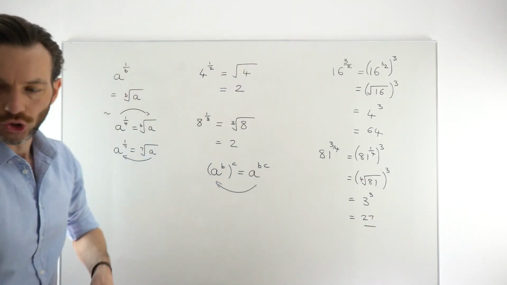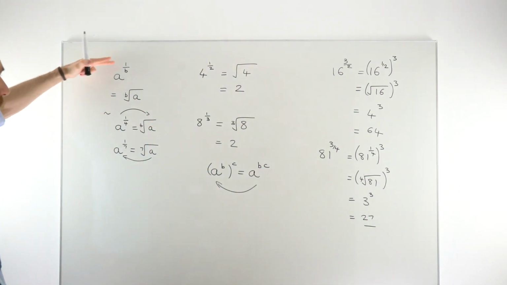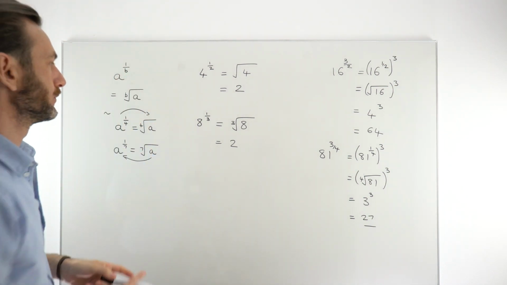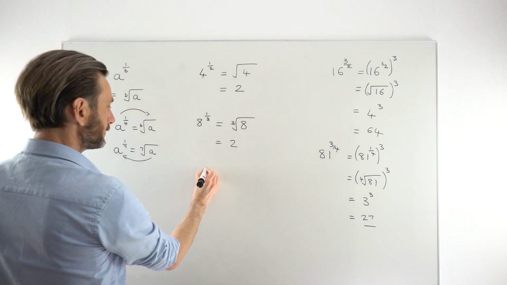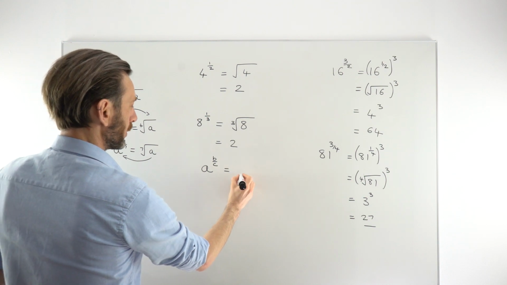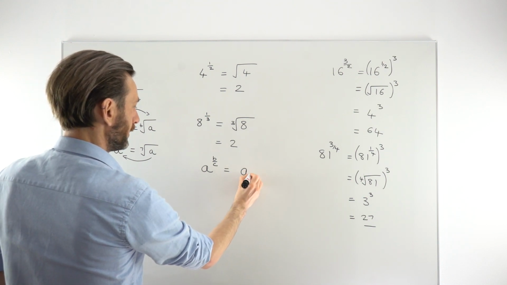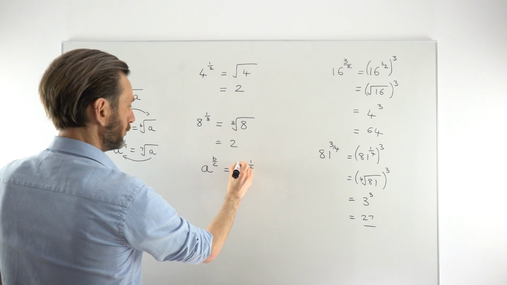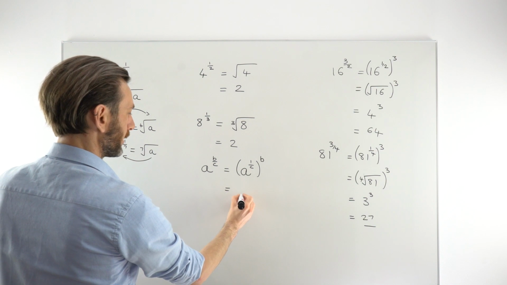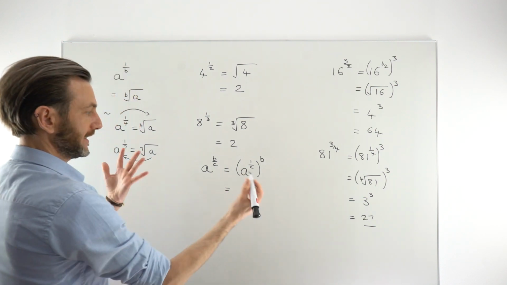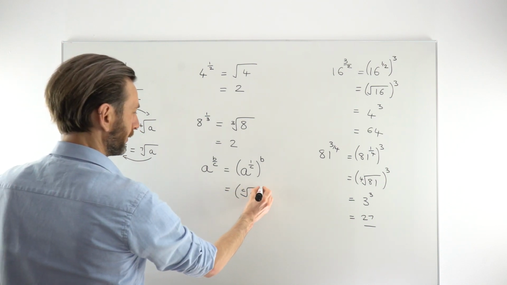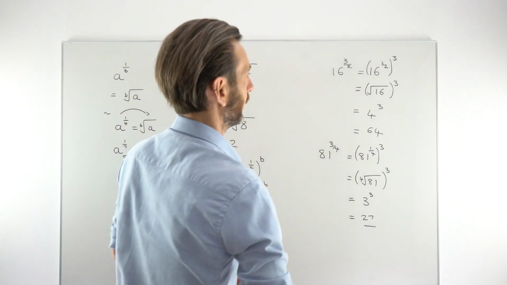So we can say that in general, so this was our first rule when it's 1 over on the power, and we can say that in general, if you've got a to the power of b over c, then we're going to split that into a to the power of 1 over c, to the power of b. That inner part then just becomes the cth root, I don't know how you say that, the cth root of a, to the power of b, like that.